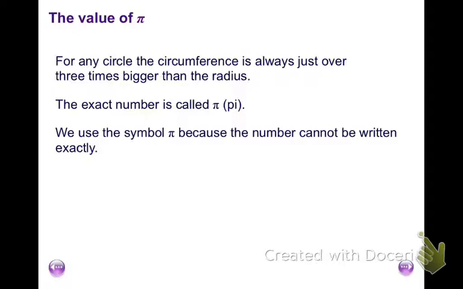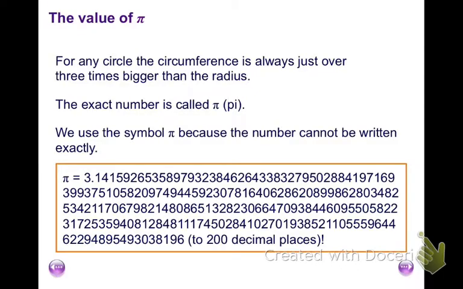Because we can't write it exactly, it's irrational, meaning it never ends and never repeats. And here's just a few of the digits, right? It ends at about 200 decimal places, but again, it's infinitely many. And they have supercomputers that are still calculating the next digit of pi as we speak.